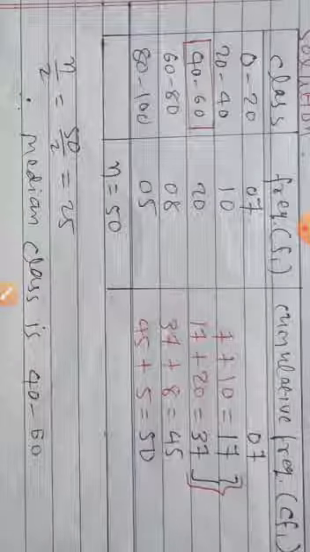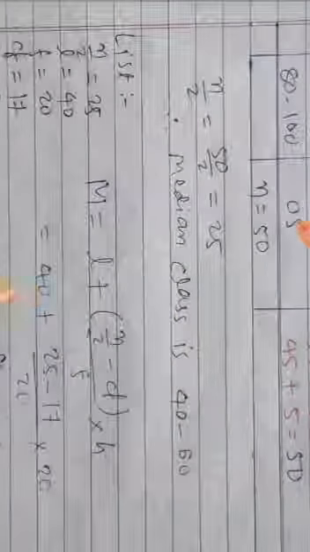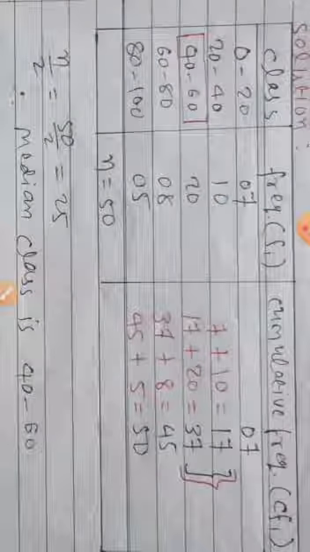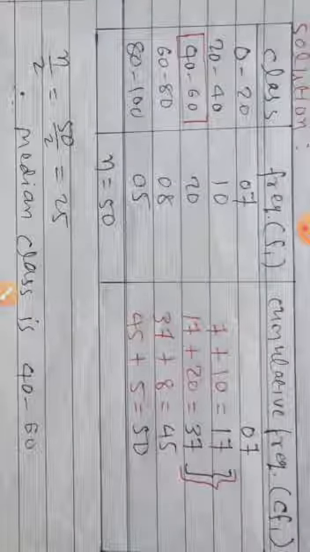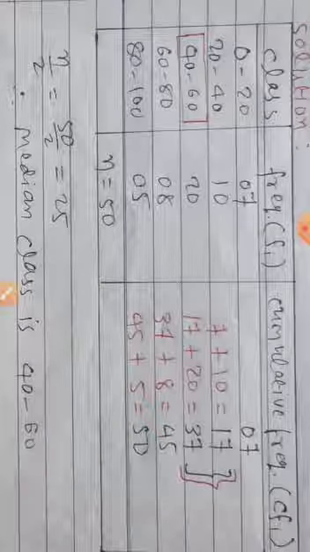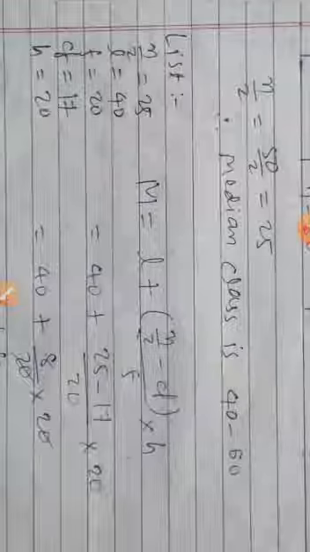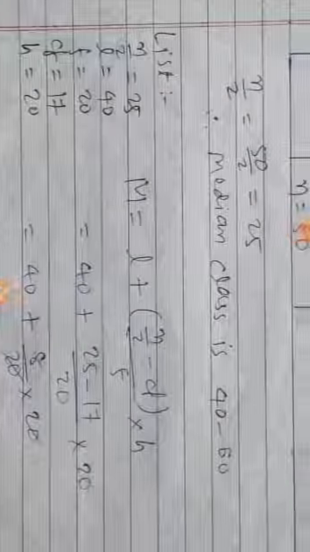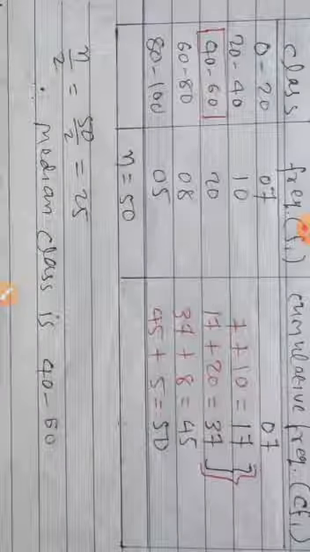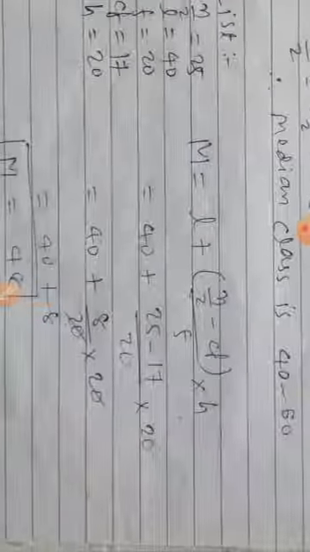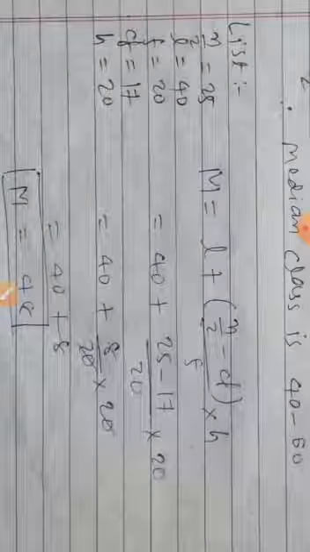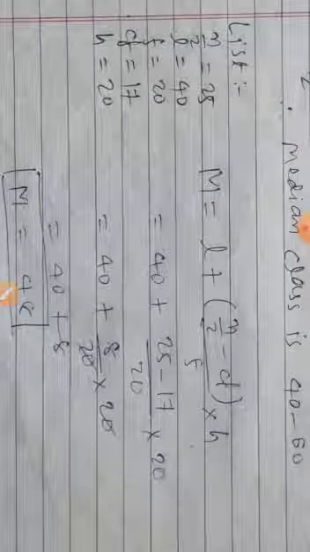Everything is of the median class, only cf is of the preceding class. So cf is taken as 17, not 37. Keep in mind this thing, because that value only comes from the previous row, otherwise everything comes from this row only, the third row. So cf is written here as 17. h is the class size, that is 20. You can see very easily, 60 minus 40, 20. Now all values are placed in the formula. The list is already prepared, so you can see from the list that I have placed all values.